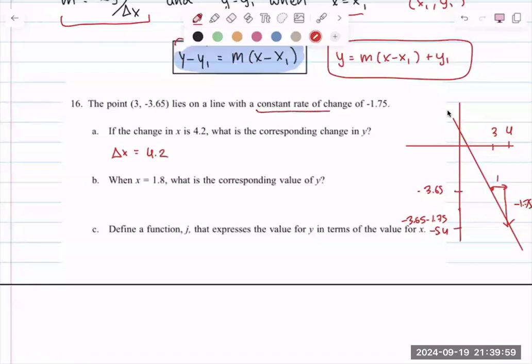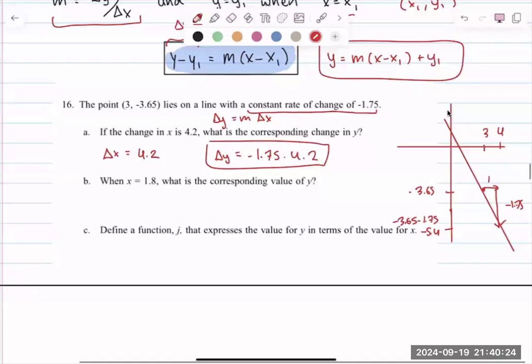Well, I know that our delta y is always m times as large as delta x. So our change in y is always negative 1.75 times as large as delta x. That means my change in y is just negative 1.75 times 4.2. That would give you your answer here. You can calculate that out, but this is the answer.